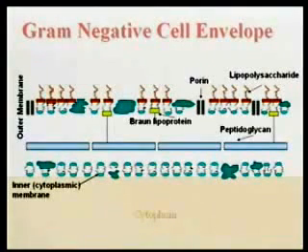Okay, so the unique things here are the Braun lipoprotein, which is usually covalently bound to the peptidoglycan, but always is characteristic of a gram-negative organism. You will not find lipopolysaccharides anywhere except in gram-negative bacteria, and you won't find these porins, because there's no outer membrane in anything but a gram-negative bacterium.